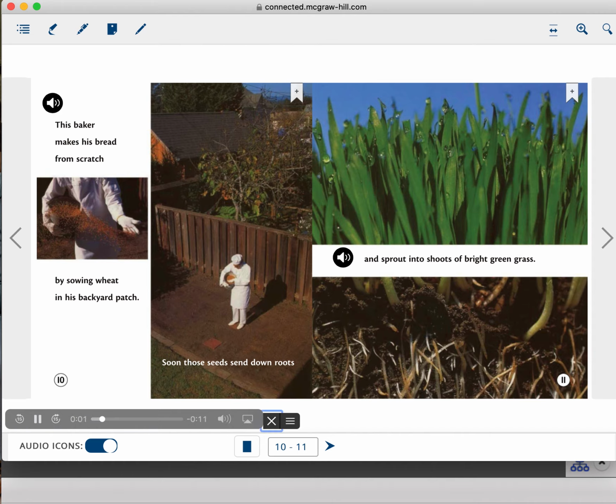This baker makes his bread from scratch by sowing wheat in his backyard patch. Soon those seeds send down roots.